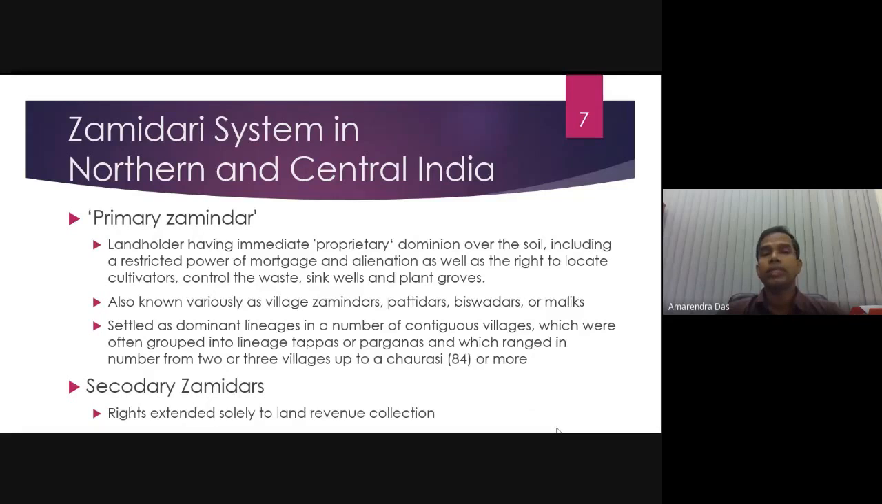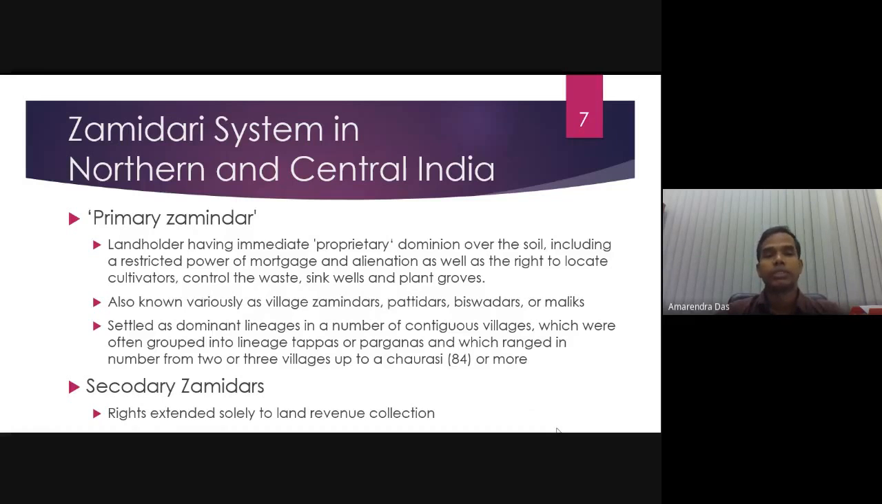Now, definitely the land tenurial system was not uniform in different parts of the country. So we'll discuss how the tenurial system was different in different parts of India. Coming to northern and central India, we see the Zamindari system was there, and we had two types of Zamindari: primary Zamindars and secondary Zamindars.